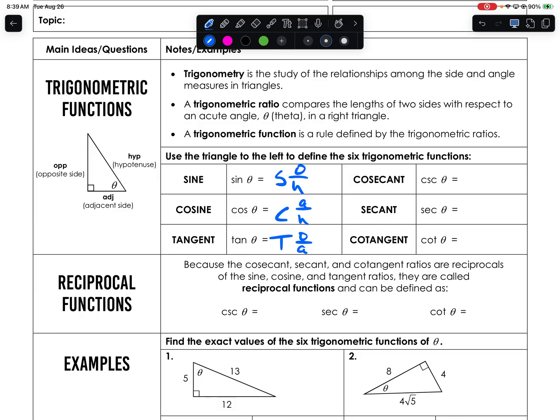So I remember sine. So S goes with C. So sine goes with cosecant. So cosecant is just sine flipped. So cosecant is hypotenuse over opposite. And same thing, cosine, C goes with S. So I remember which one goes with which because S goes with C, C goes with S. It's a little easy trick to remember. So this is hypotenuse over adjacent, and this is adjacent over opposite.